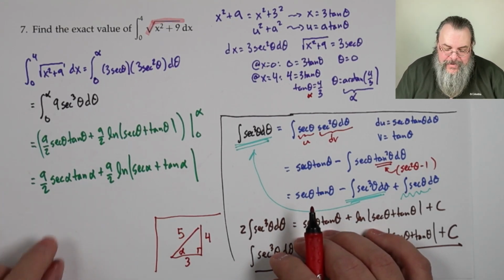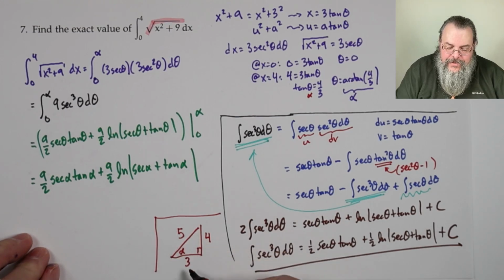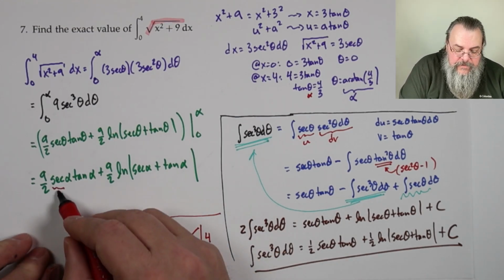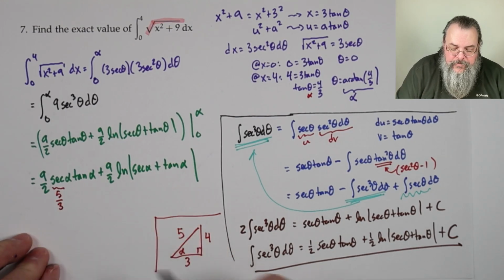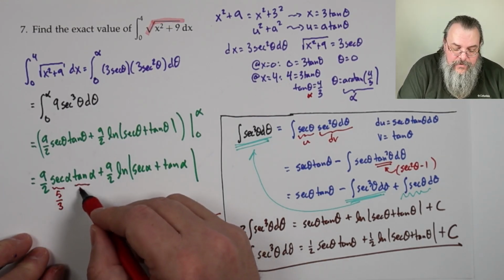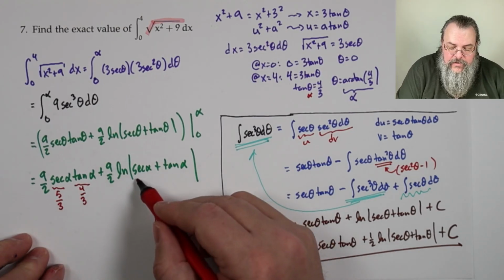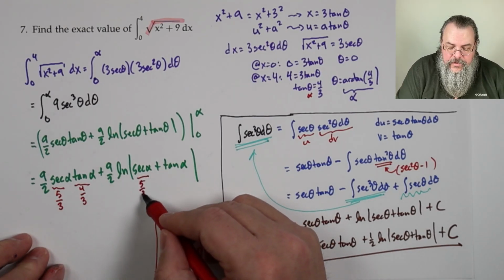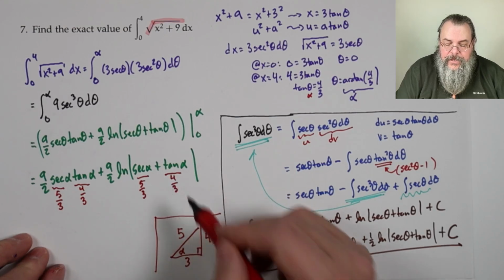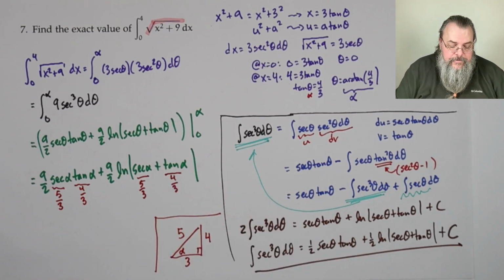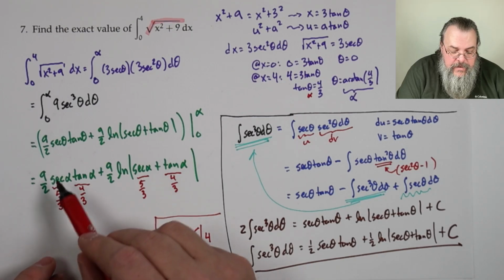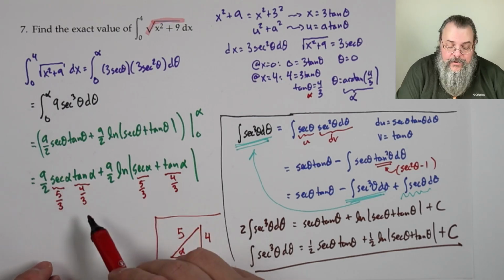What's secant? Hypotenuse over adjacent. So secant is going to be 5 over 3. Tangent is opposite over adjacent. 4 over 3. Secant, we already said 5 over 3. Tangent is 4 over 3. So what do we have? Well, in the first case, we're going to have 9/2 times 5/3 times 4/3.